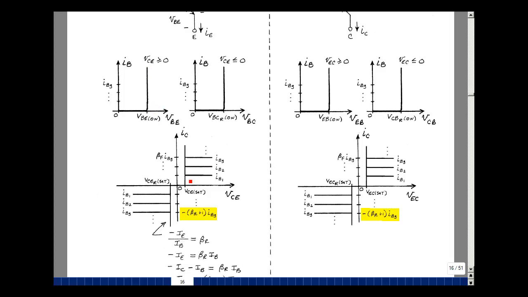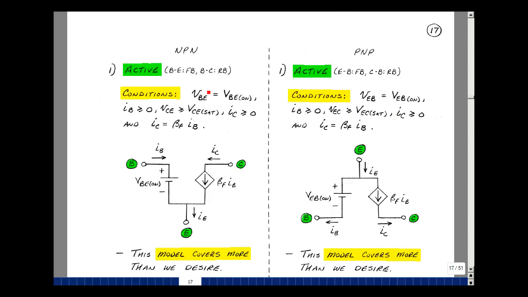Let's take a look at this first quadrant here. If we're in the active region, we're along these lines, and that says that the collector emitter voltage is greater than or equal to VCE sat. The collector current is positive, in other words, greater than or equal to 0, and the ratio of I sub C to I sub B is beta F. Let's go back to page 17. These are all the conditions that we observed to be in the active region.